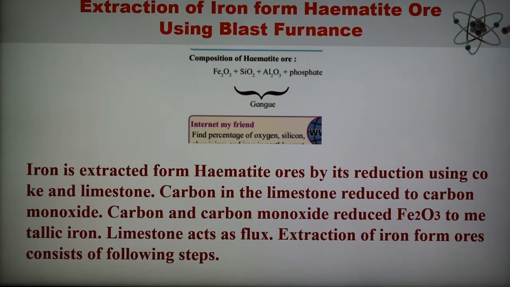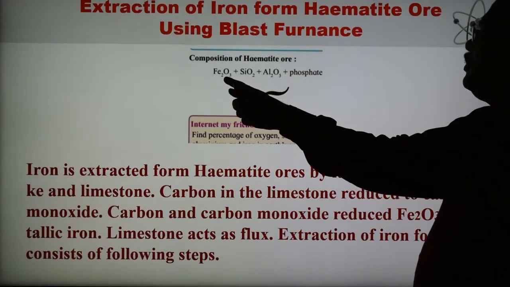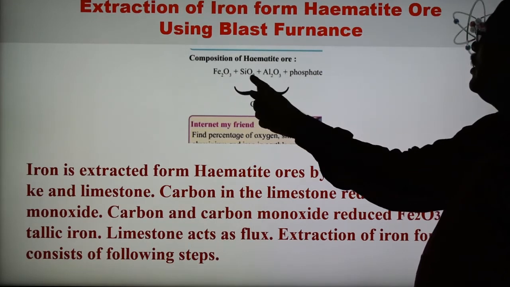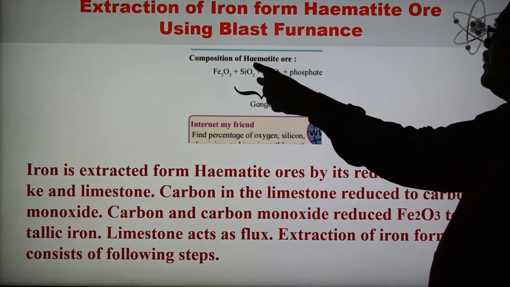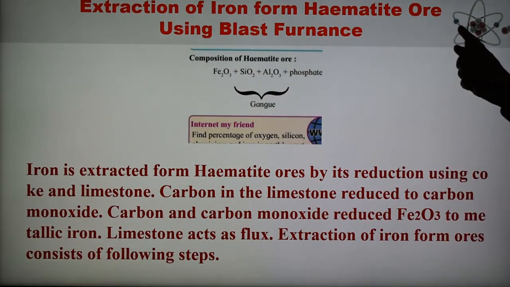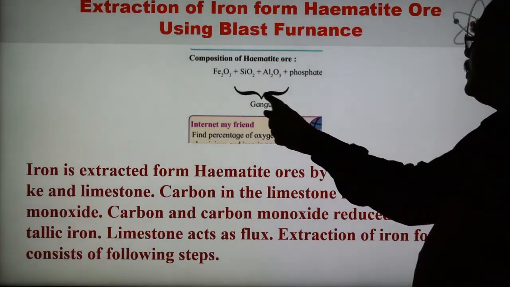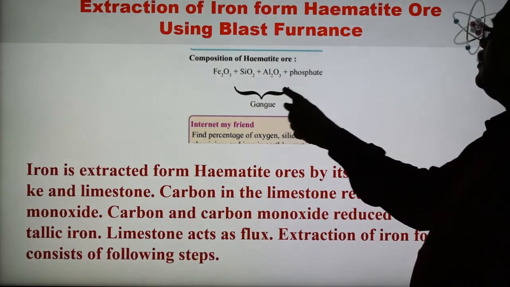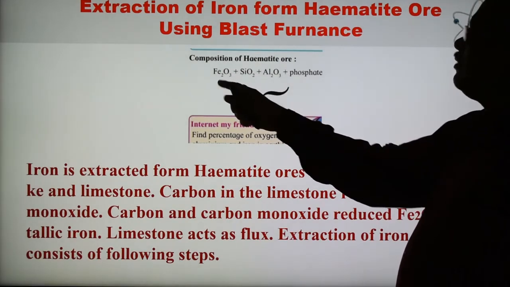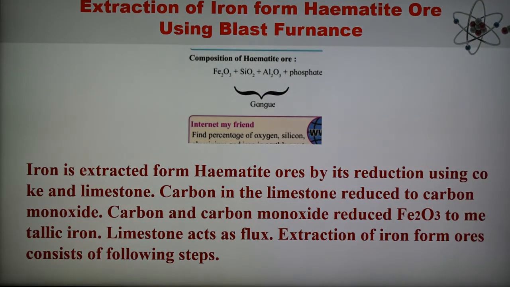Before going to see that, see here, this is the Fe2O3, this is the ore, and along with this iron oxide, silica, alumina, and phosphate are the impurities, or we can say gangue is present. So this is the composition of this ore, hematite. So these are the impurities present. We have to remove all these impurities, and finally this oxide can be reduced to the metal and we get impure metal, and after refining we get the pure metal iron. So we have to remove the impurities one by one by different steps.